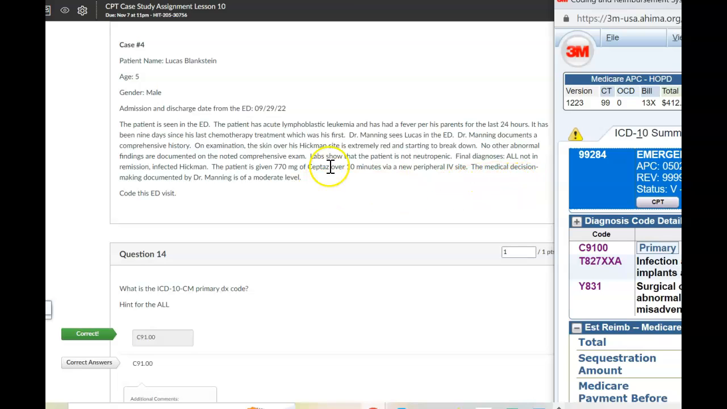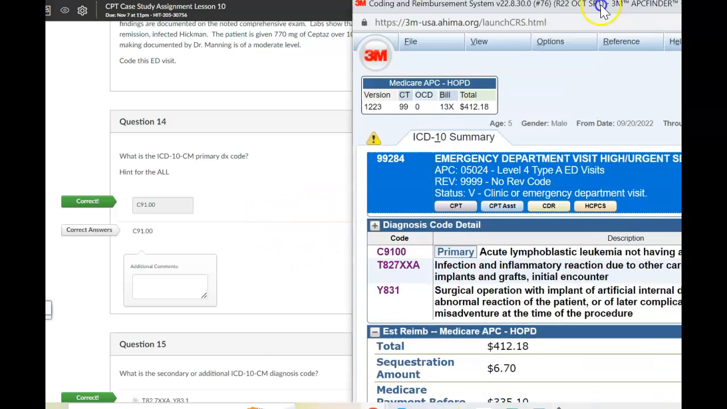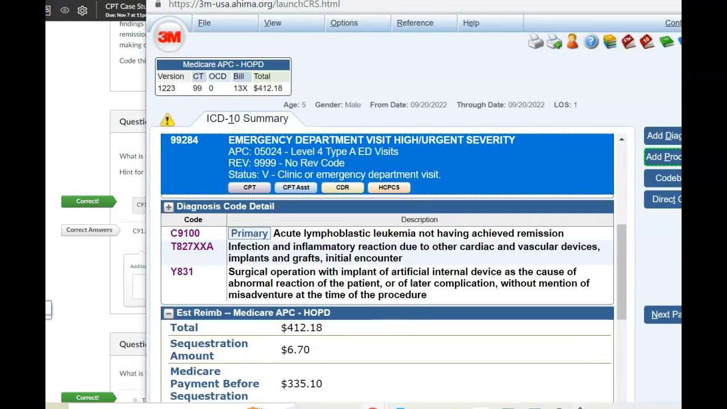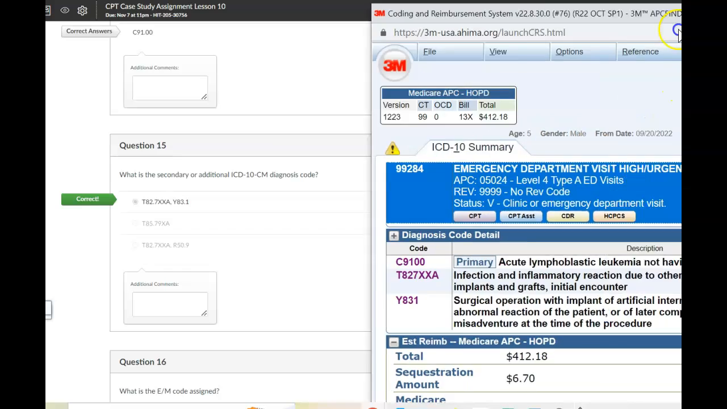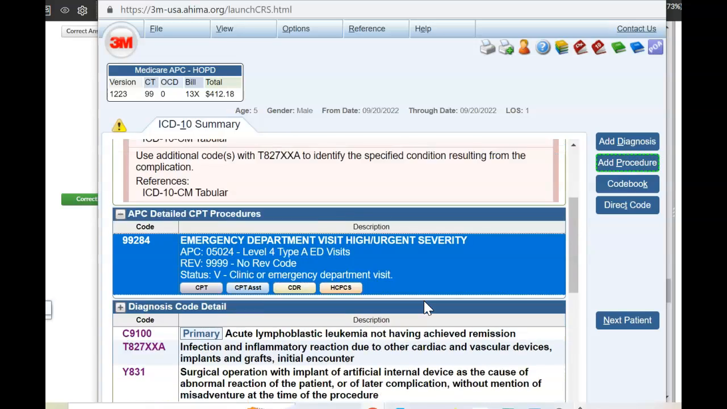Medical decision making, we'll get into that here. But let's go ahead and look at the diagnosis. We first start off with C91.00, which is my acute lymphoblastic leukemia not having achieved remission, and it says that up in the scenario. Our next one is infection and inflammatory reaction due to the cardiac vascular device. We have the Hickman that's infected. And then our Y code is surgical operation with implant of artificial internal device as the cause of the reaction of the patient.